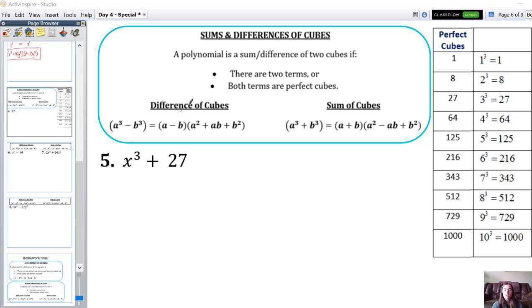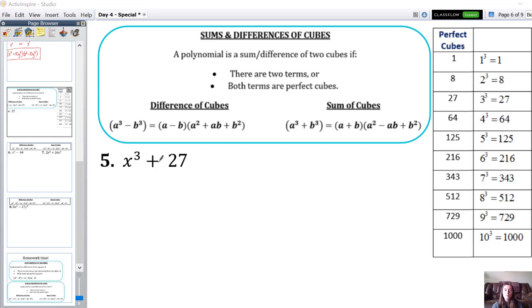So the difference between the two formulas, if we're starting off with subtraction, our first term is going to have subtraction, then addition and addition. If we're starting off with a sum of cubes with addition, our first term is going to be addition, then subtraction, then addition. So those first two signs are going to switch. The last sign will always be plus b squared.